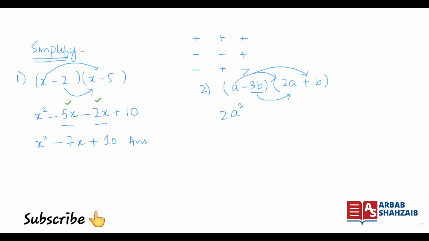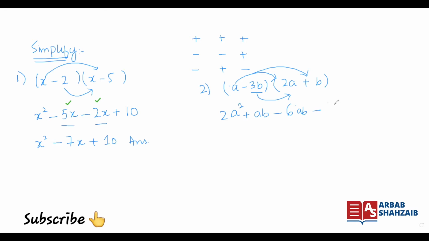Then we will multiply a with b. So a times b is ab, plus plus plus. It is very easy. Then we will multiply minus 3b with 2a. So minus plus minus. 3 times 2 is 6. Then a times b or b times a, both are the same. And then minus plus minus, 3b will be multiplied by b.